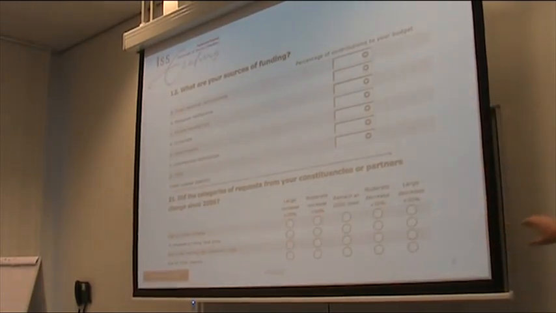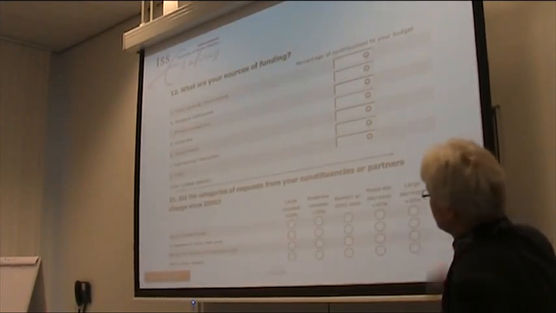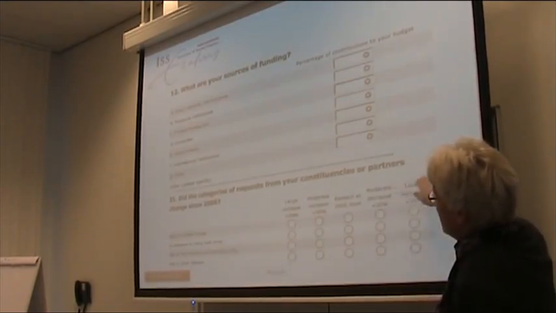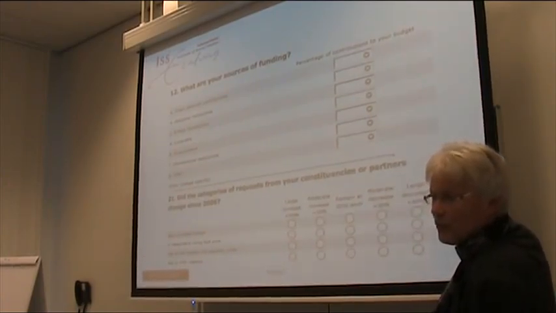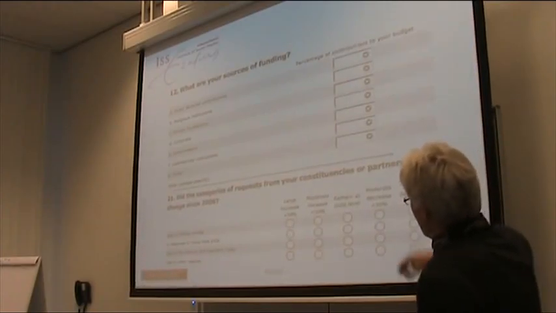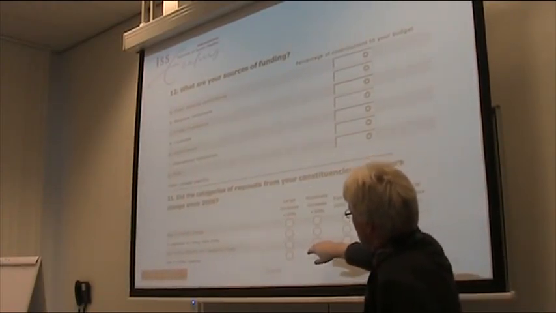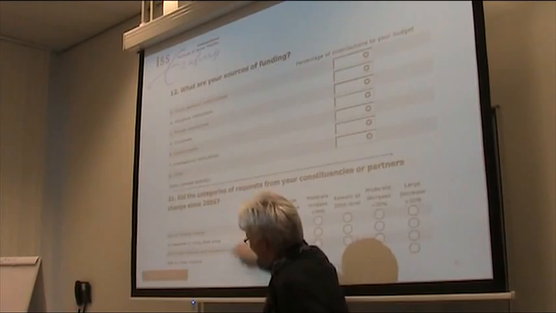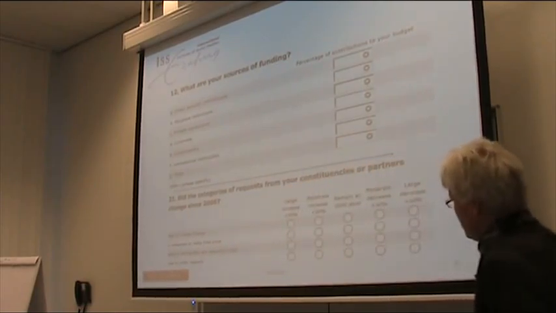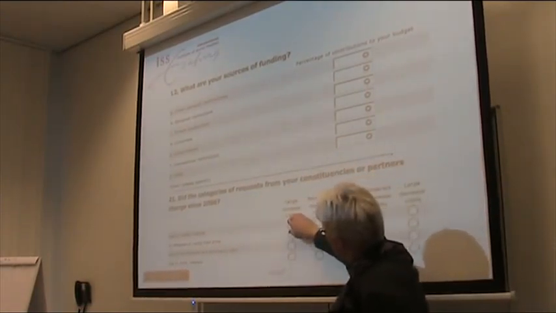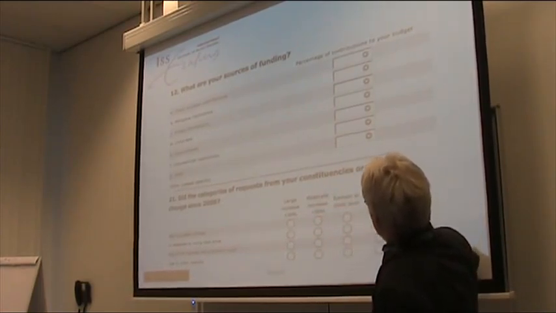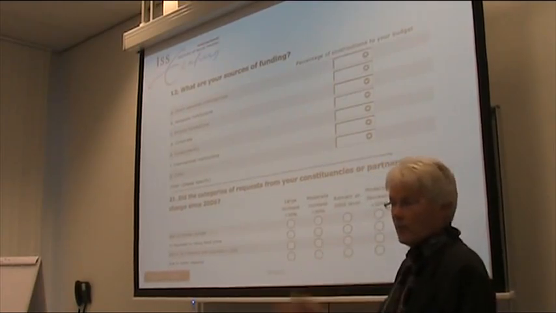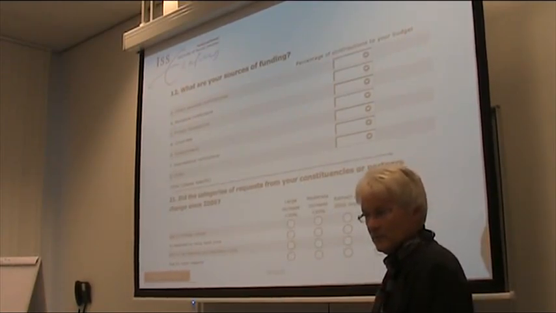A little bit further down the line, in the same questionnaire, there is the issue of, did the categories of requests from your constituencies or partners change since 2006? This is a questionnaire for an NGO who works in the field. And here you see that there are issues identified, and now you also see that there is large increase, moderate increase, remains at the 2006 level, moderate decrease, and a large decrease. So this is ordered data.